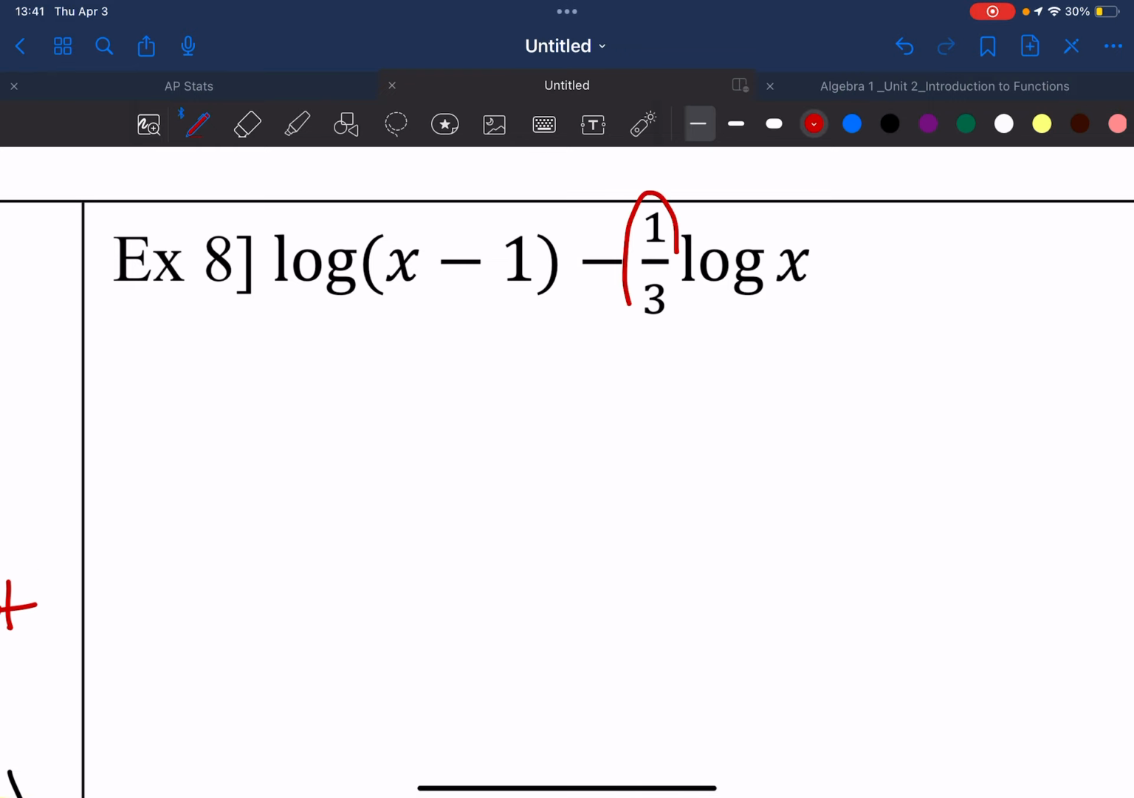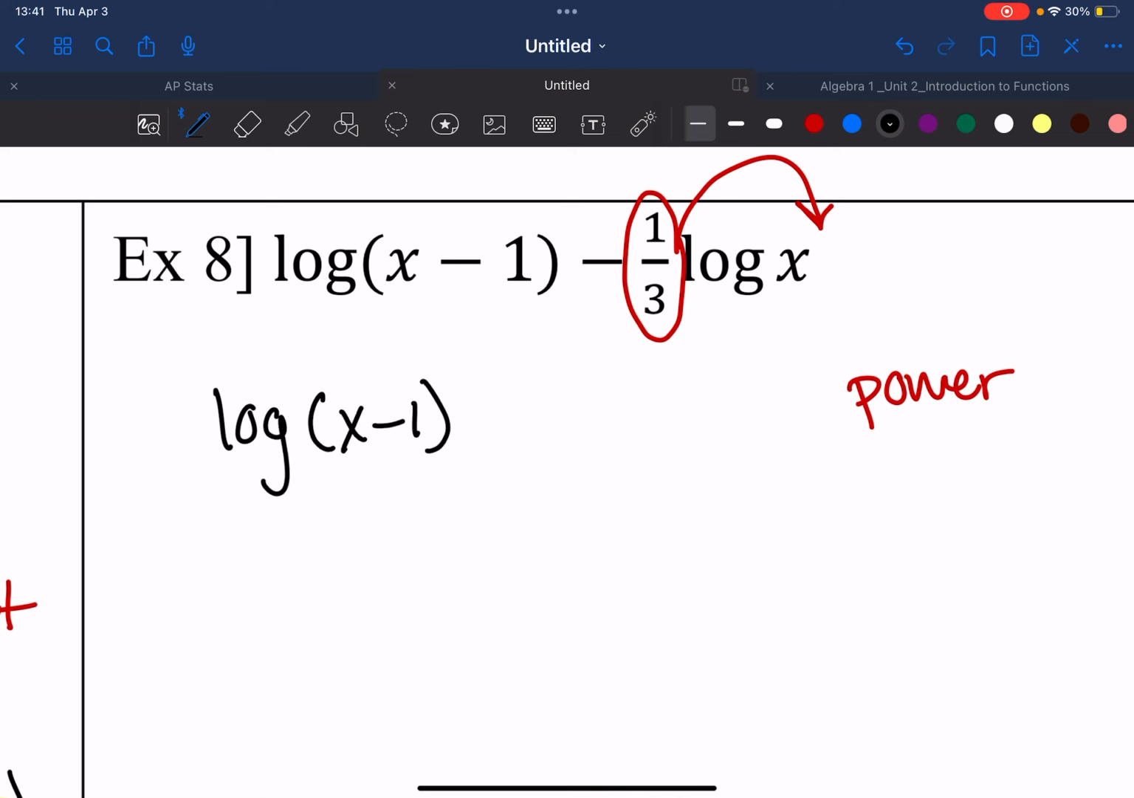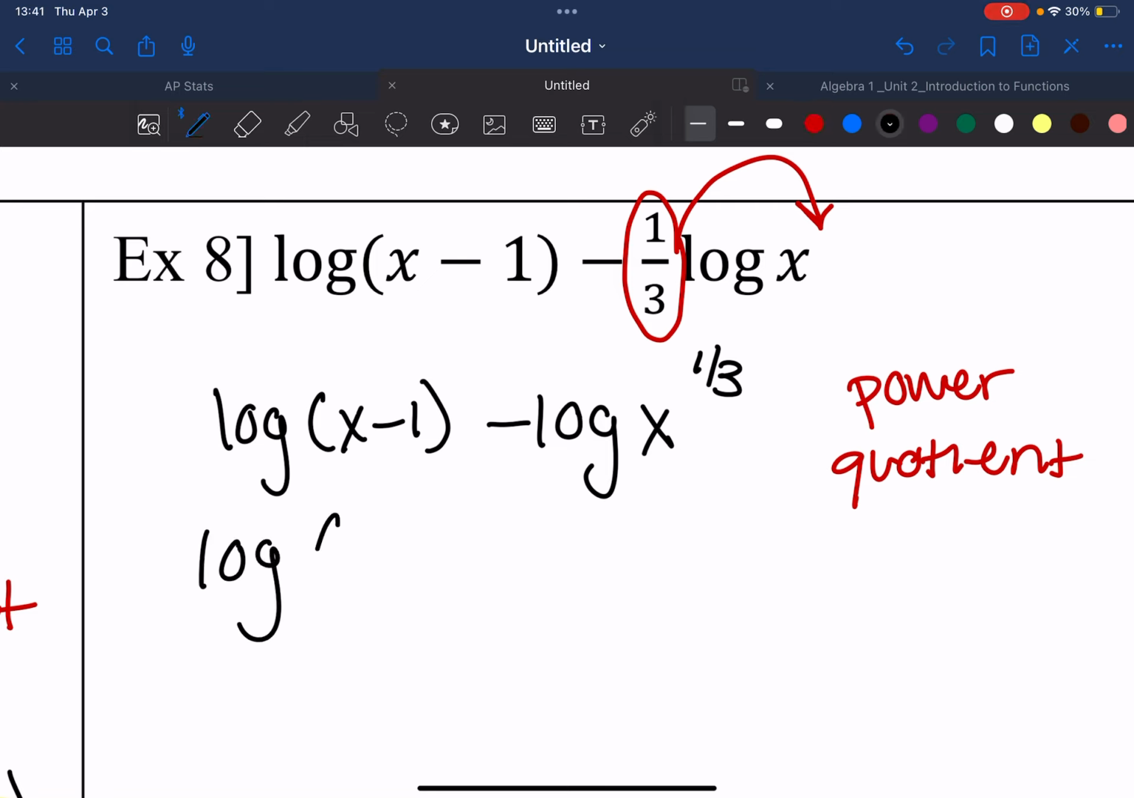you should notice, oh, there's a 1/3 in front of this log. Well, let me move this back as an exponent above the x because of the power rule. So I would rewrite this as log of x minus 1 minus log of x to the 1/3. Now we're subtracting the 2, so because of the quotient rule, I know that I can turn this into division. So this is log of x minus 1 over x to the 1/3 power.